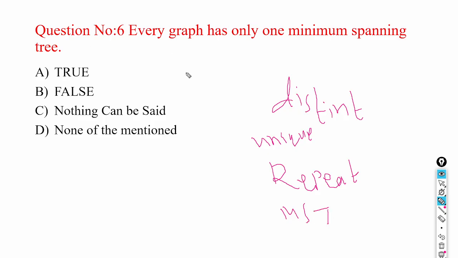Then what is the question asking? Every graph has only one minimum spanning tree? No, the answer is false. Based on distinct edges or repeated edges, we state a single minimum spanning tree or multiple minimum spanning trees. So there is no guarantee of only one; multiple minimum spanning trees are also possible. Okay.